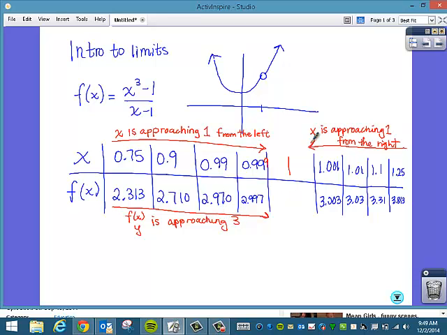And as x is approaching 1 from the right, the y values are getting smaller and smaller. So 3.81, 3.3, 3.03, 3.003, they're getting smaller, but still getting closer and closer to 3. So y, or f of x, is also approaching 3.